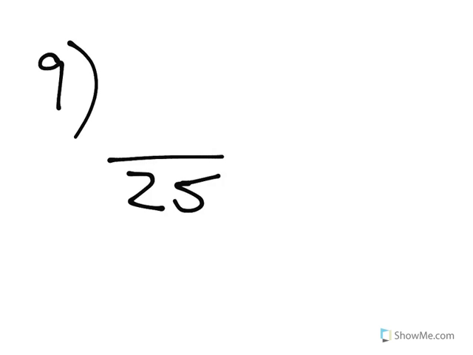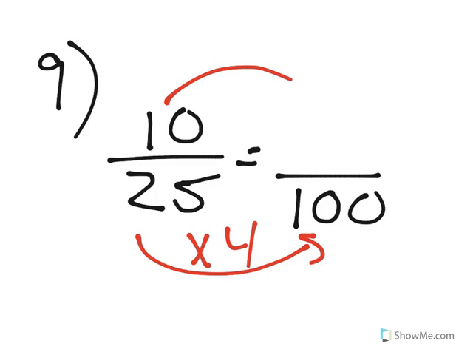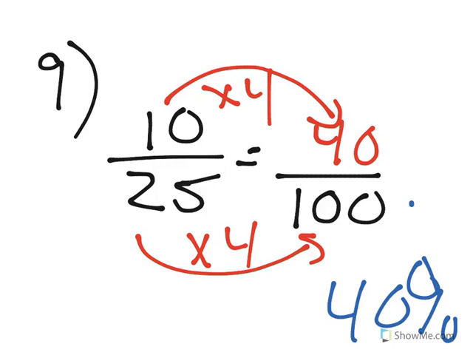Okay, number 9, it said what percent of the grid is shaded. I noticed that there were 25 boxes and 10 of them were shaded. So if I want to find percent, it's always out of 100. So I know I can multiply 25 times 4 to get 100. So whatever I do to the bottom, I do to the top. So 10 times 4 is 40. So as I look at that, my answer is 40%, which was D.